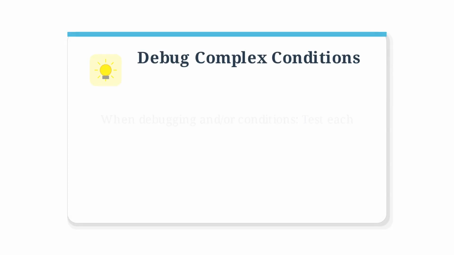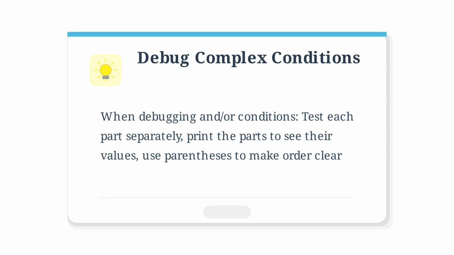Here's how to debug complex and or conditions. First, test each part separately to make sure it works. Then print the parts to see their actual values. And use parentheses to make the order crystal clear. Remember, and needs all parts true, or needs any part true.